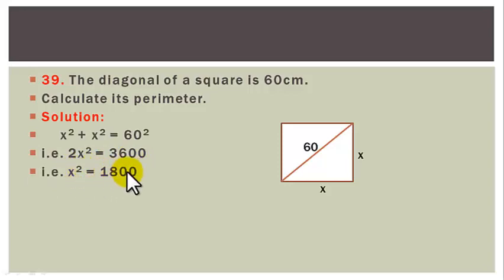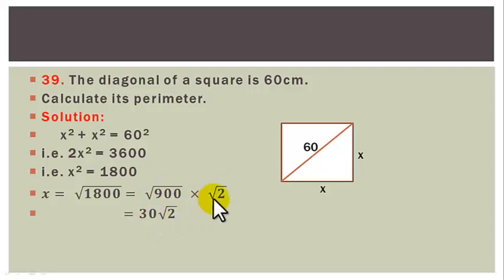If x squared is equal to 1,800, then x will be equal to the square root of 1,800. But the square root of 1,800 can be expressed as the square root of 900 times the square root of 2. And the square root of 900 is 30, times root 2. So therefore, x is equal to 30 root 2.